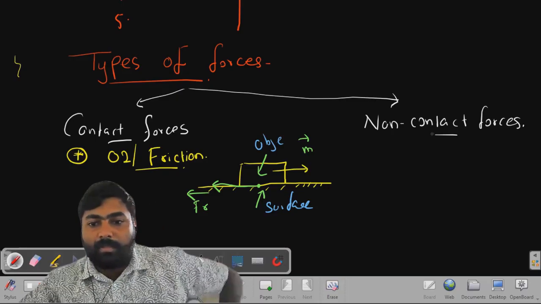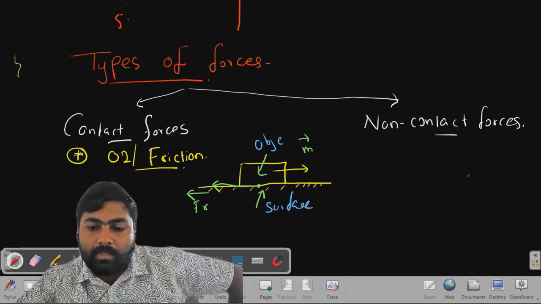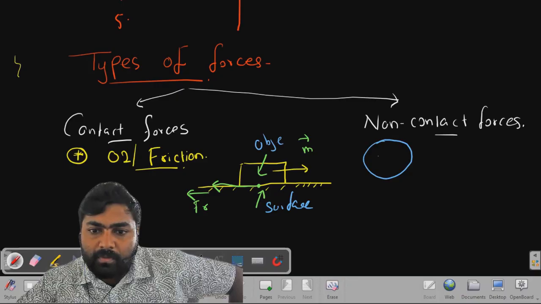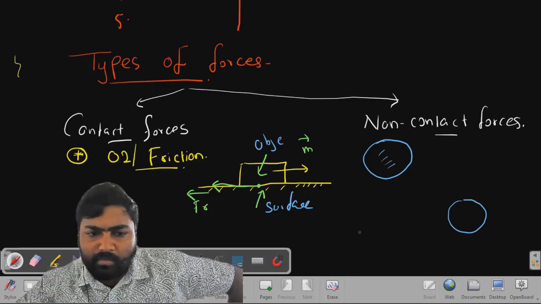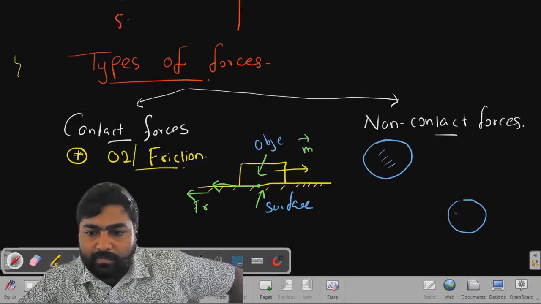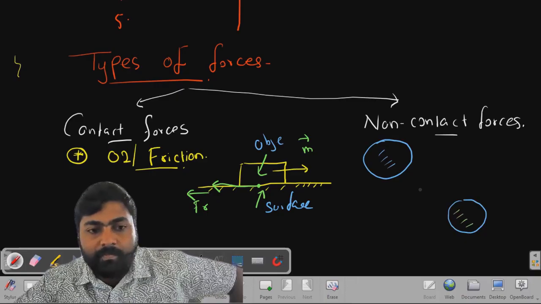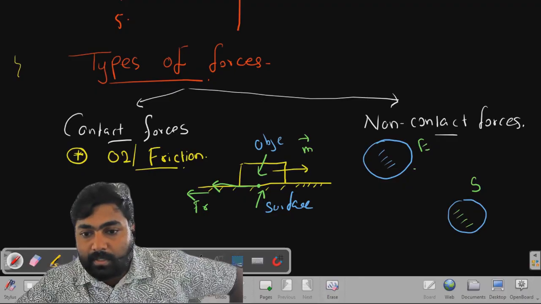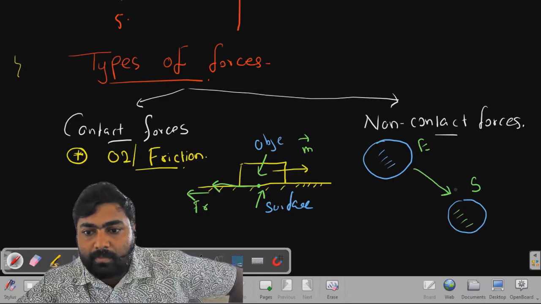Then non-contact forces. Non-contact forces mean that to apply a force, objects have no need to contact each other physically. As an example, think like this: this is the sun, this is the earth. You know that the earth is attracted towards the sun.